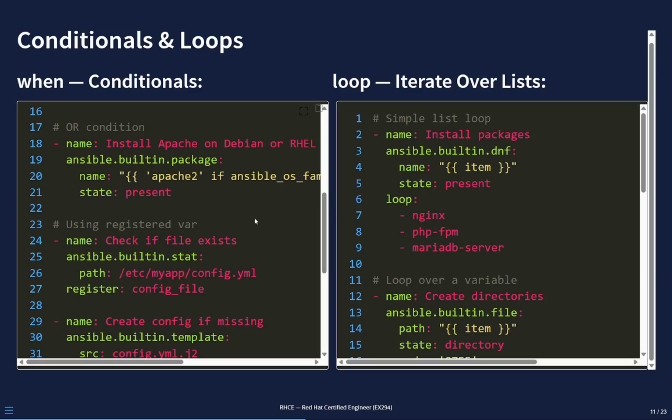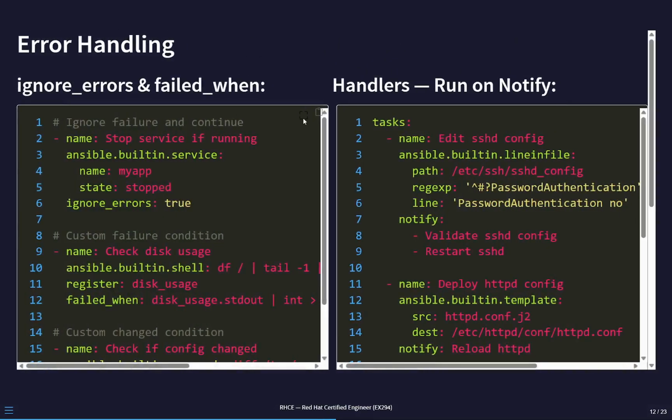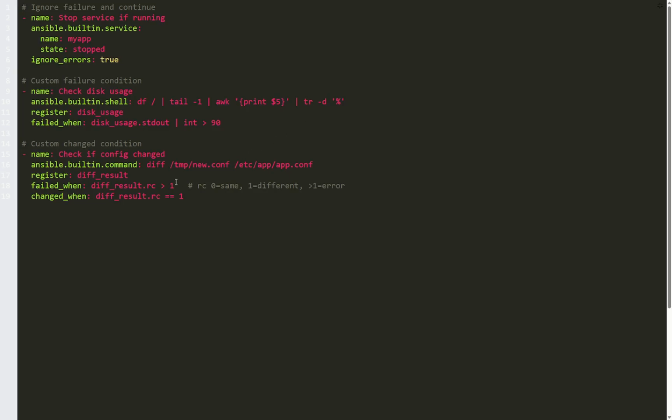Next, real systems fail. A good Ansible playbook handles failures gracefully, rather than leaving systems in a half-configured state. ignore_errors: true is the simplest form. The task may fail, but execution continues. Use it for genuinely optional operations, like stopping a service that may or may not be running.